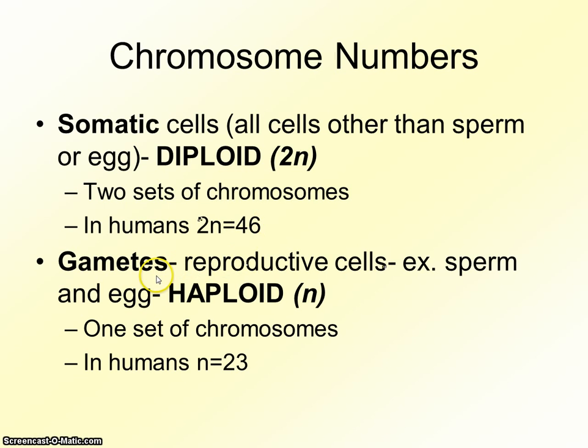Our gametes, our reproductive cells, the sperm and egg, are considered haploid. Haploid means there's only 1 set of chromosomes within the nucleus of that cell. So within the nucleus of the sperm or the egg, there's only going to be 1 set of chromosomes, which means there's only going to be 23.